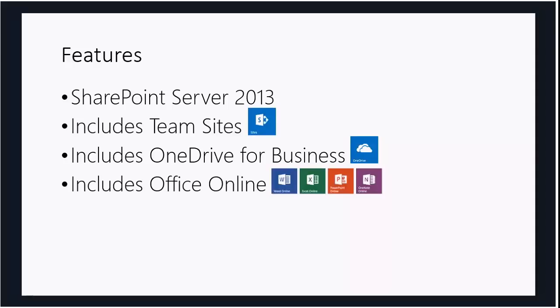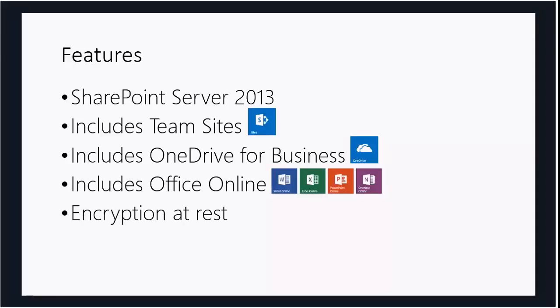SharePoint Online also includes Office Online. This means that you can edit and view all your Office documents in a browser. So Word, Excel, PowerPoint, OneNote, all those sorts of applications you can edit, update, save, and create directly in a web browser using Office Online. You can obviously still use your traditional desktop, but SharePoint Online comes with the ability to work with Office Online.